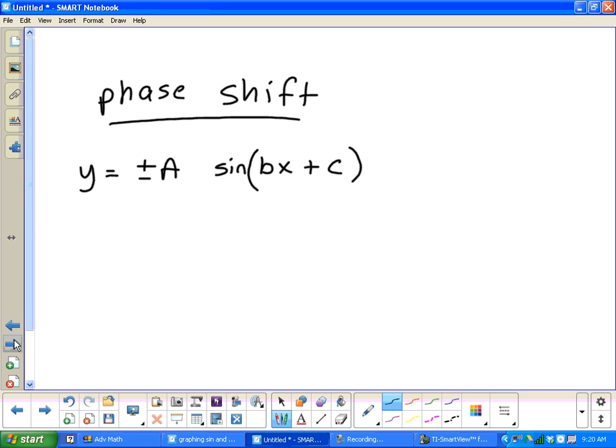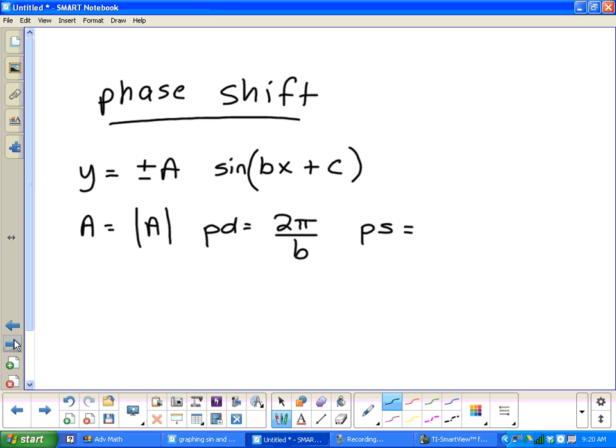Now, we know amplitude, we know period. Let's just write these real quick. Amplitude is not A, but it is the absolute value of A. Period, how do I find the period? 2 pi divided by B. Now, here comes phase shift.